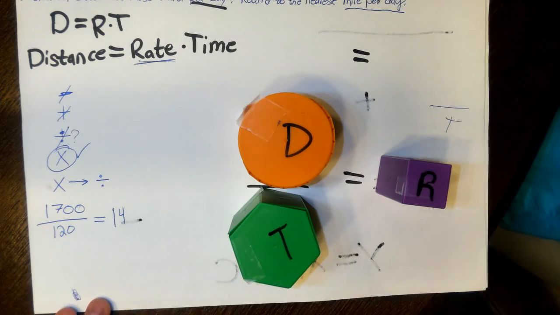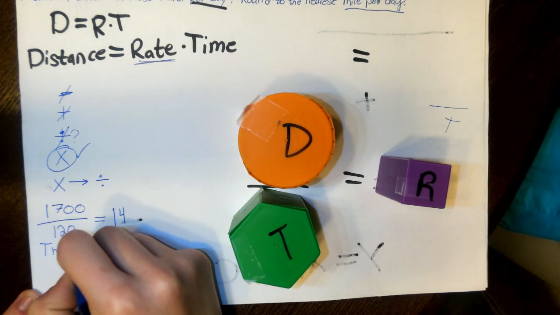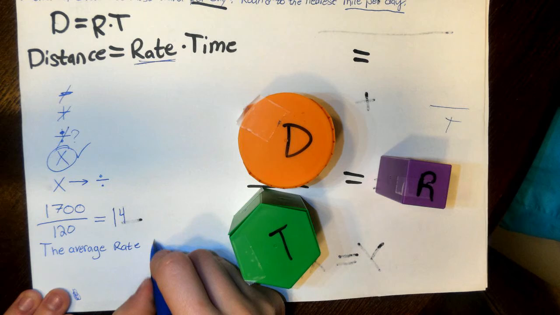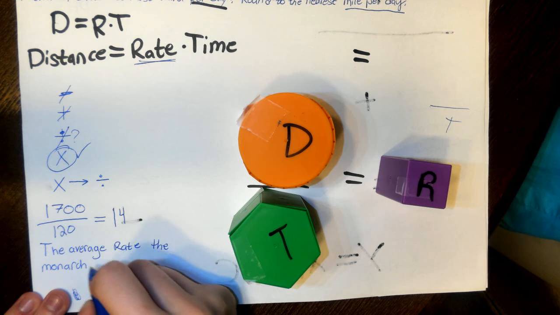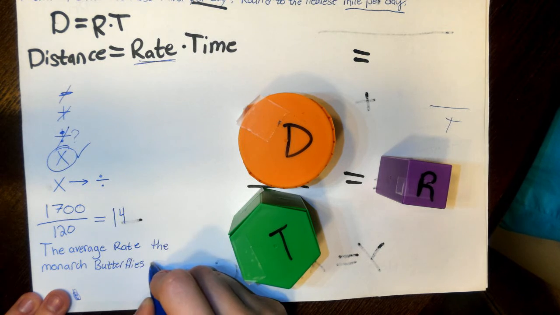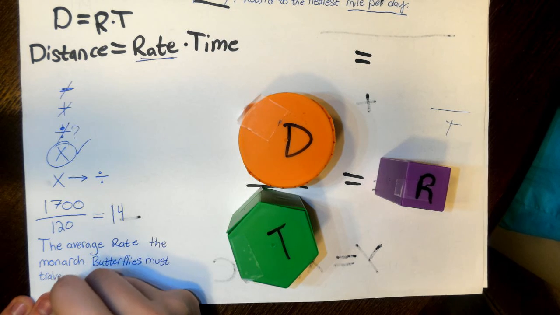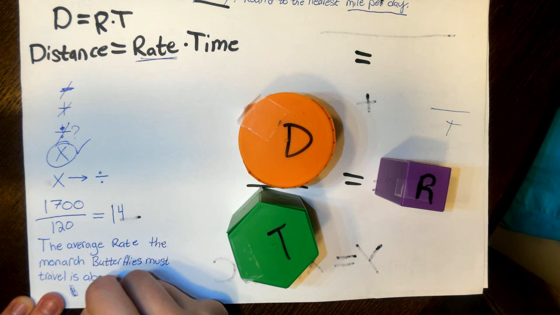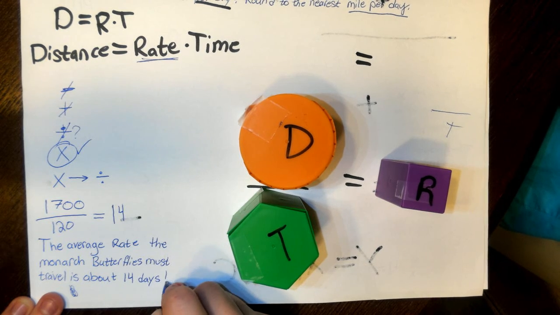And so we solved, we're going to write it in a sentence. The average rate the monarch butterflies must travel is about, because we're rounding, so is about 14 miles per day. And we are done.